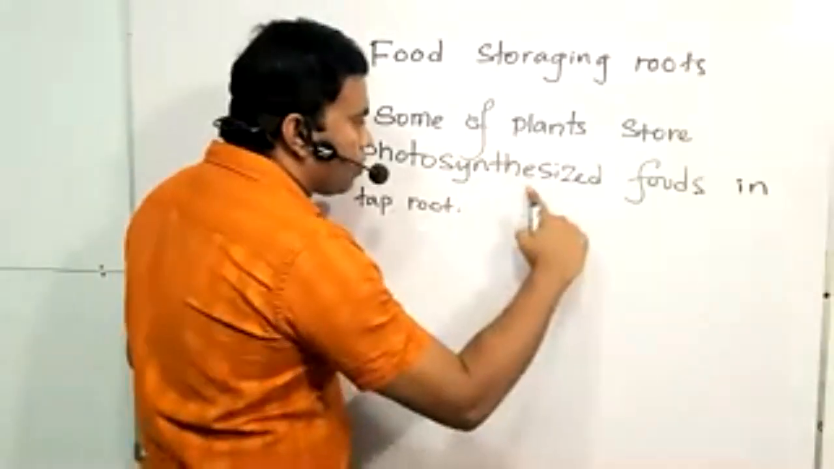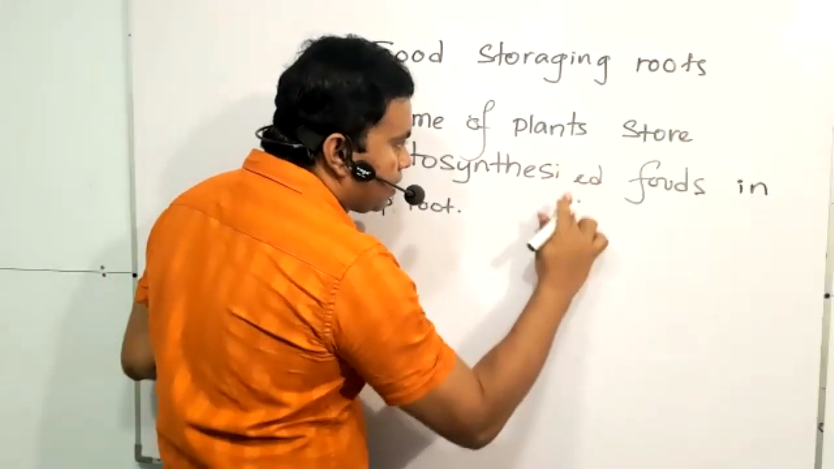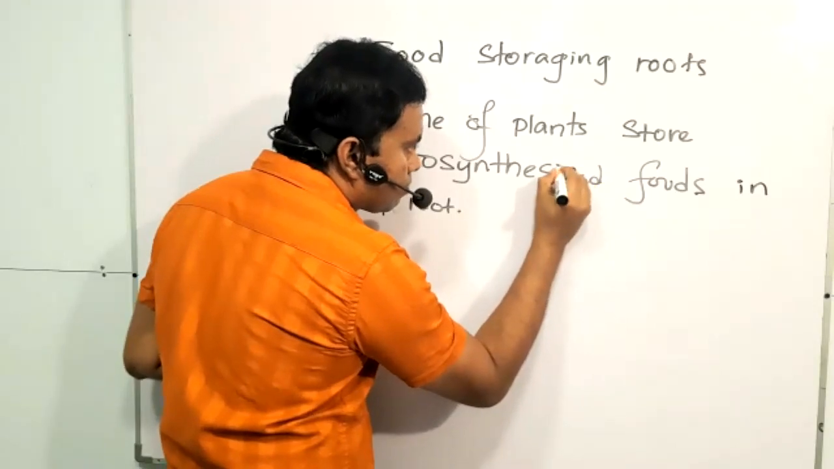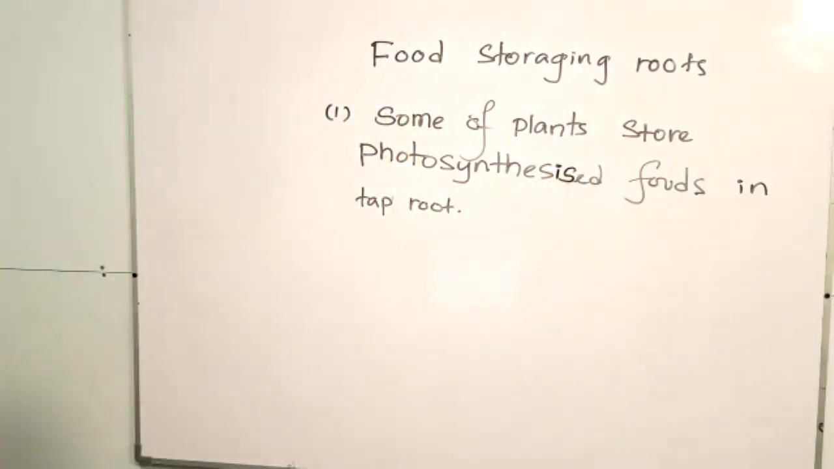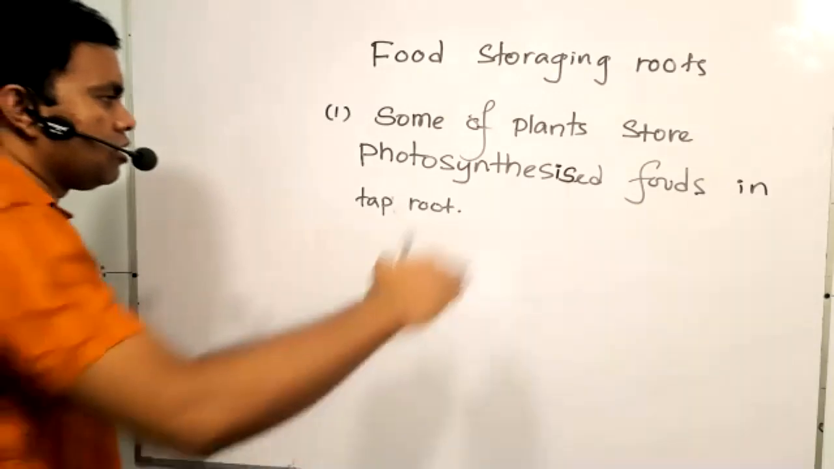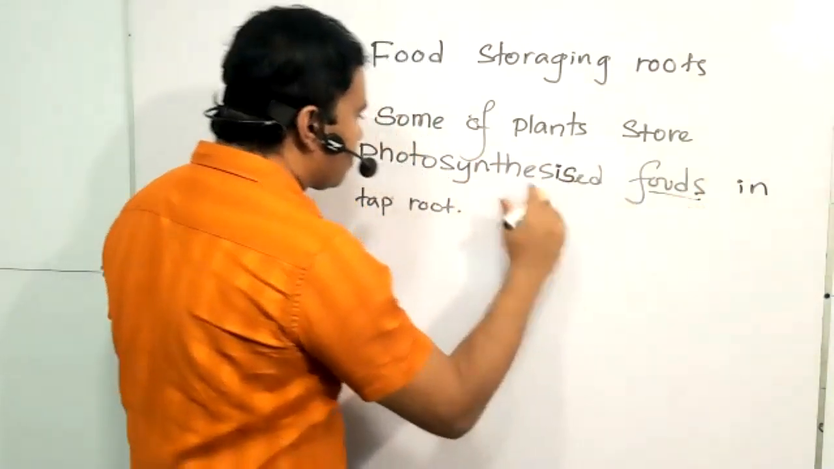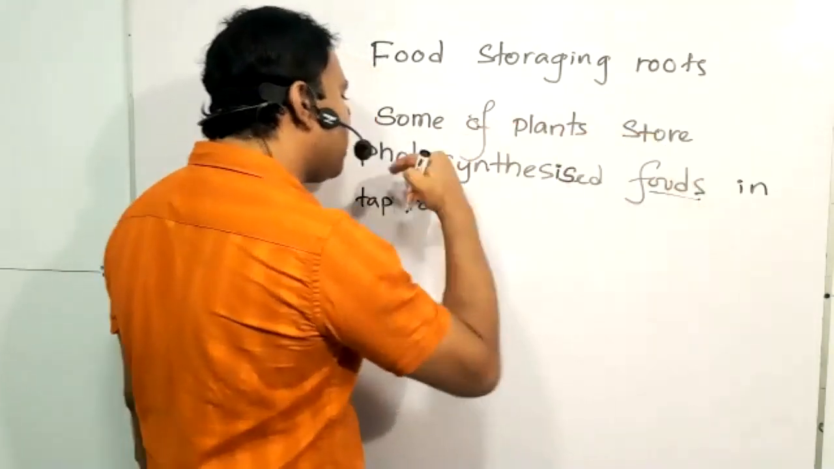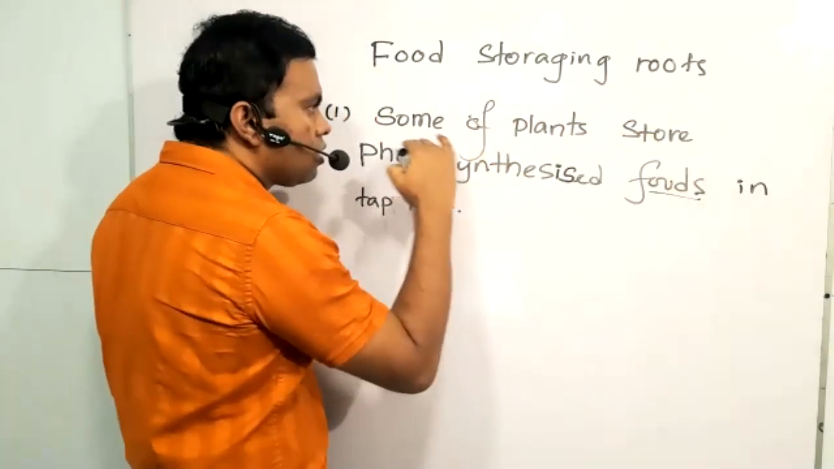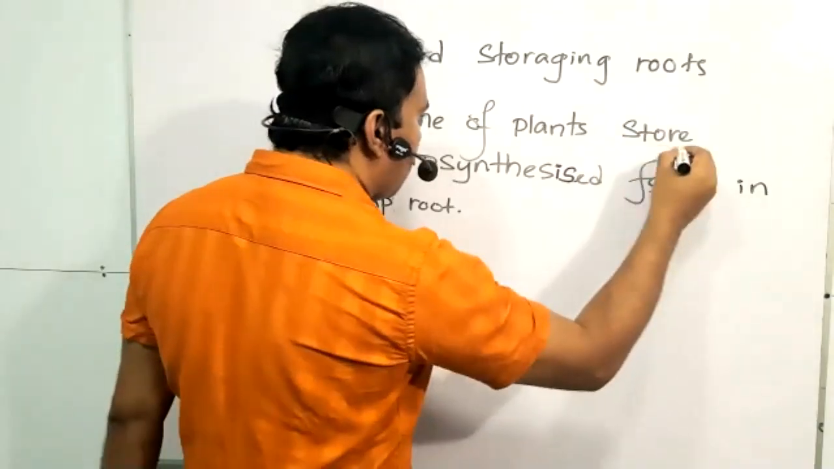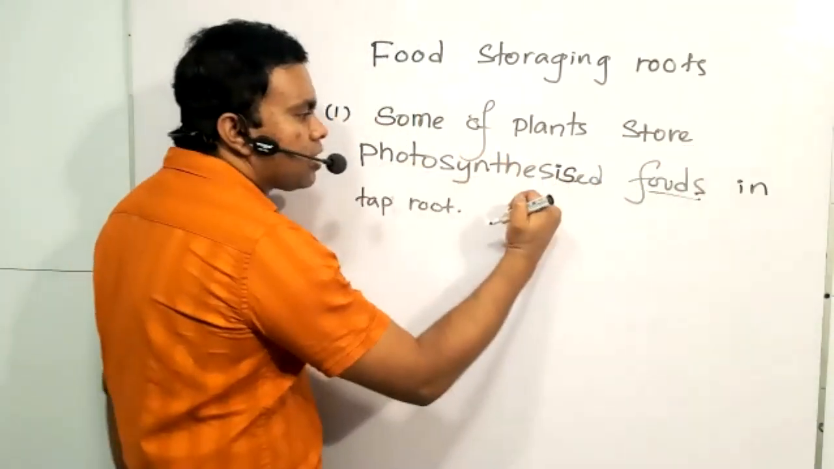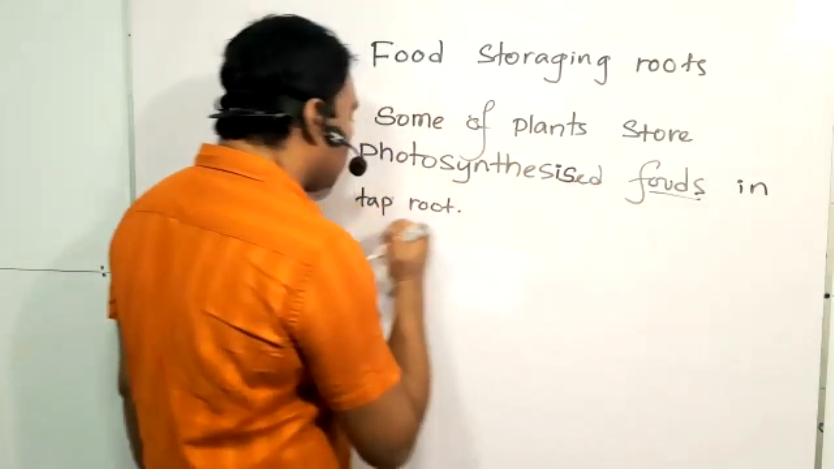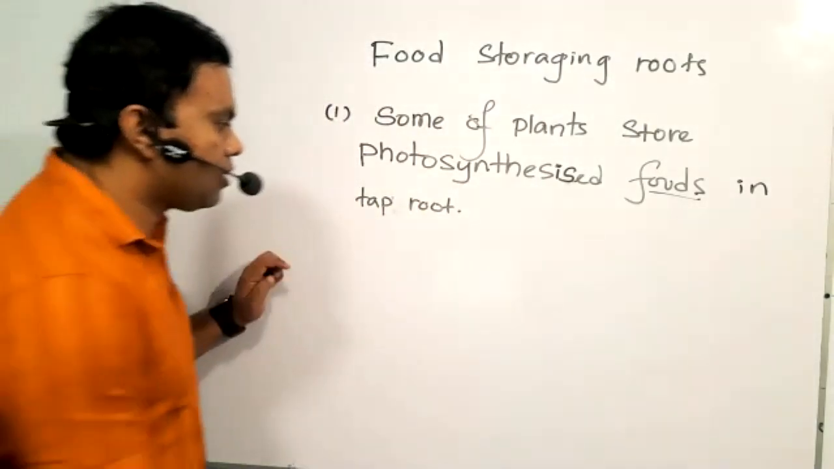Okay, this is photosynthesized food. Synthesized means produced. Photosynthesized, so foods produced by photosynthesis. Okay, some plants store photosynthesized foods in the taproot. Let's see that.